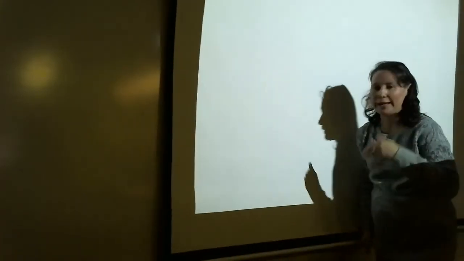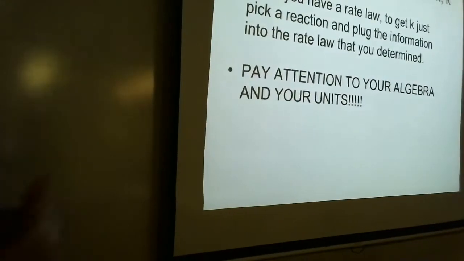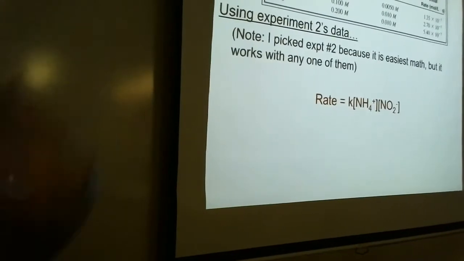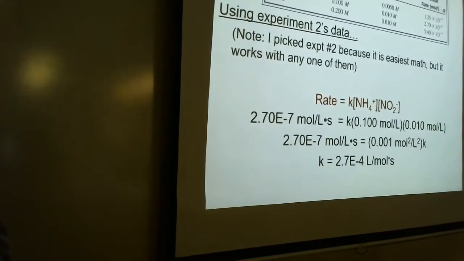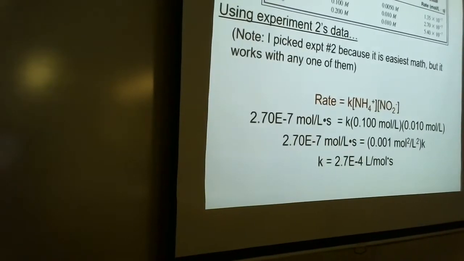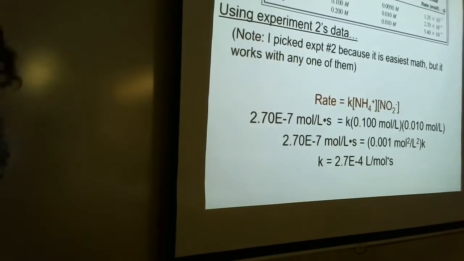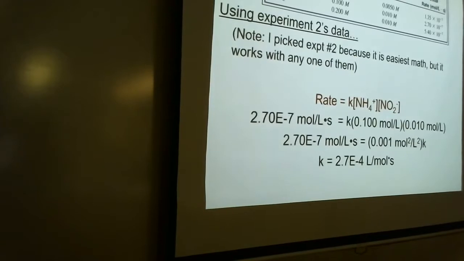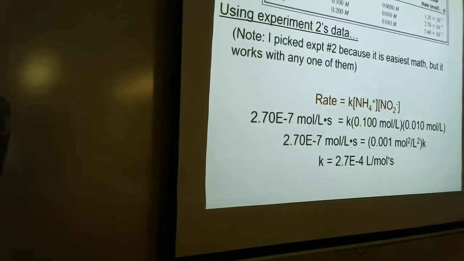So you just plug in the trial for any trial you want. Pick 1, 2, or 3. Plug it in. I just picked number 2 because it's 0.1 and 0.01. All right, so my units are liters per mole second. And that's how you do it. Does anyone need me to go back so you can see something? Because the next thing you're going to do is you're going to do one yourself.